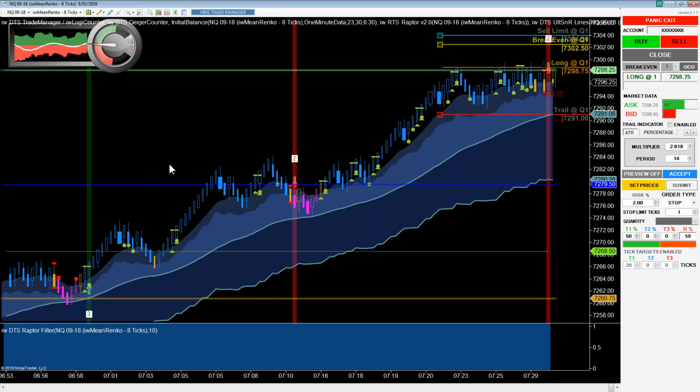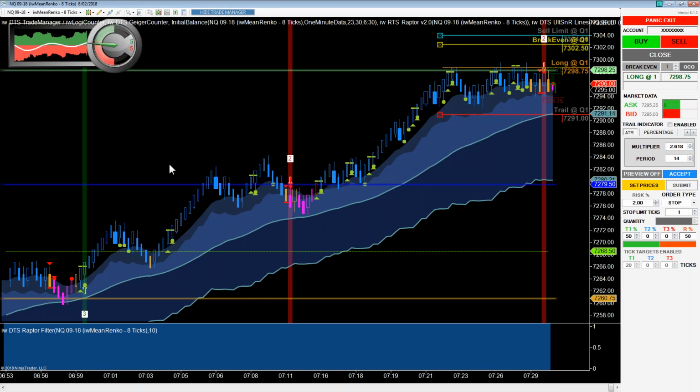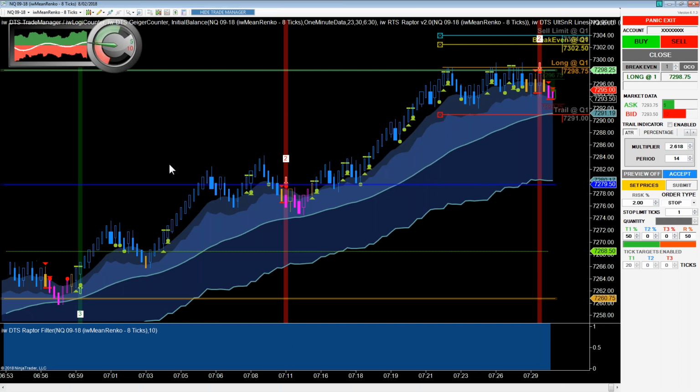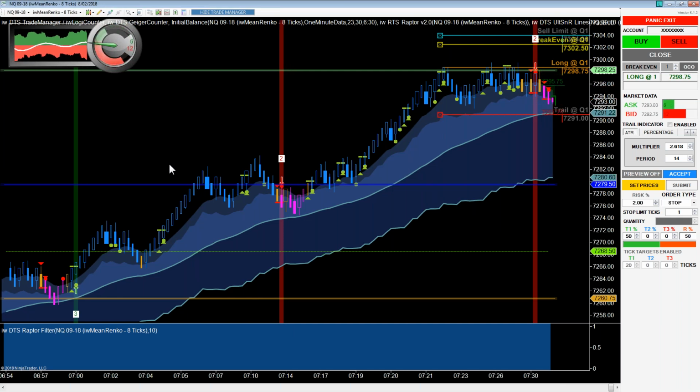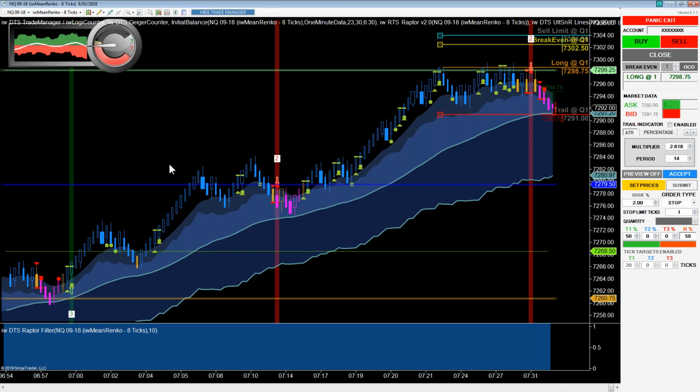All right, well, we're really stuck here on the resistance zone, and I think that's partly due, like I said, about an hour into the session, if there's been a dominant trend, it's not uncommon to see the market try to reverse on that trend. And I'm going to get tagged here in a second, I think.